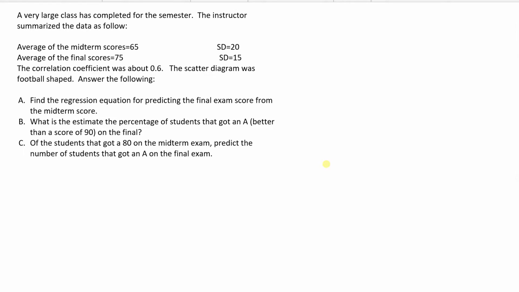The first step for finding the regression equation is to identify what is x and what is y. Y is the variable we want to predict. Since we are predicting the final score given the midterm score, the y variable, the dependent variable, is the final exam scores, which means the independent variable is x, the midterm scores.